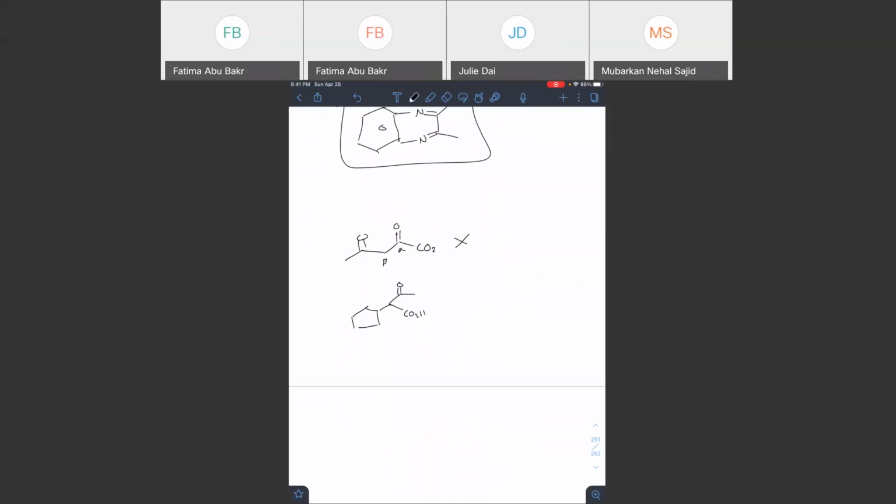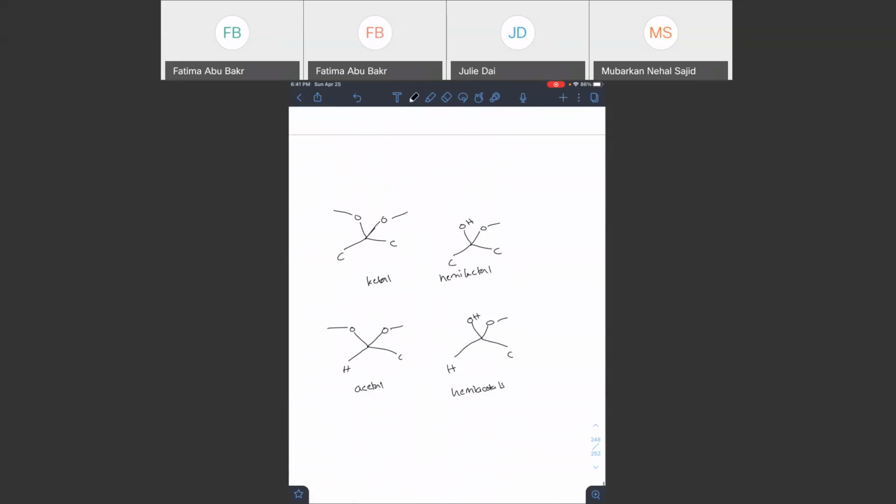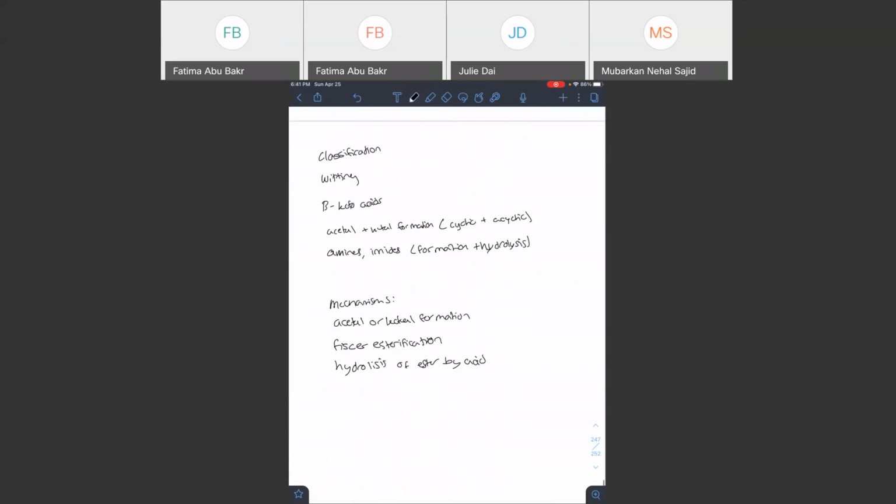And in this case, we count alpha, beta, and there is a ketone in the beta position. So perfect. This is a beta keto acid, okay? So that's the very simple method, and that's all you have to do. Next, and I'll talk about the reactions that actually happen with beta keto acid in another portion.